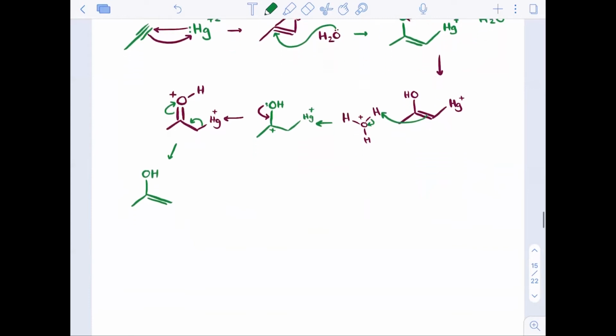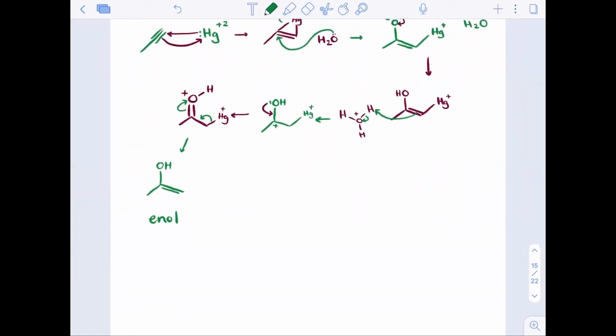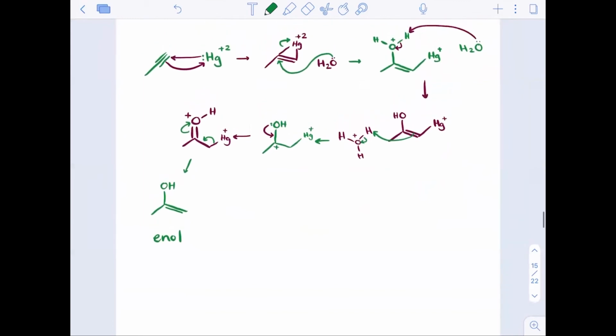This intermediate is called an enol. Alkene plus alcohol, so enol. Now these enols undergo a rearrangement of their atoms. It forms a constitutional isomer that is called a ketone. Why? If we think about this rearrangement, it is an equilibrium.